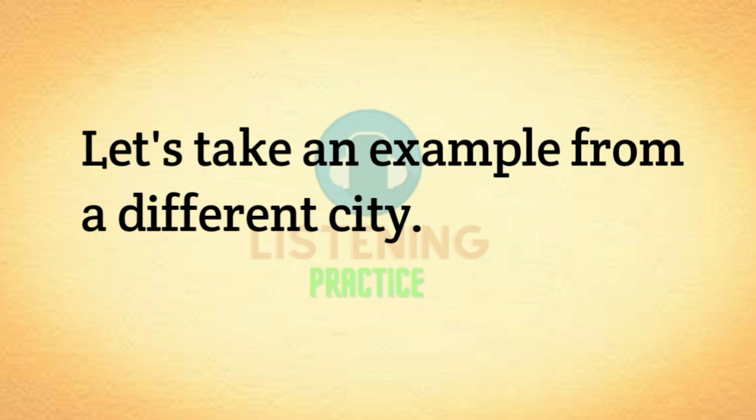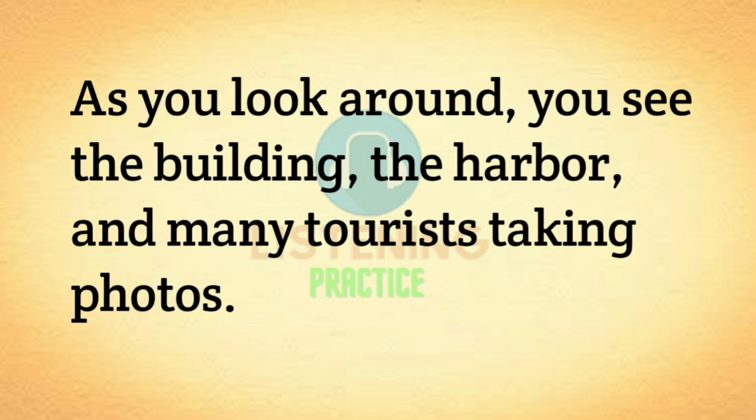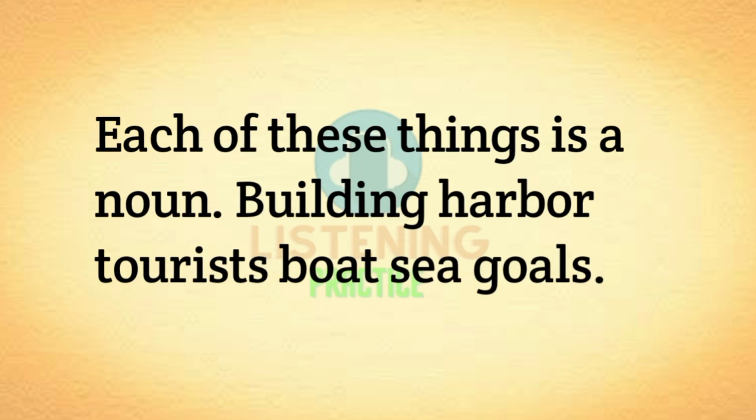Let's take an example from a different city. Imagine you're in Sydney, Australia, standing by the famous Sydney Opera House. As you look around, you see the building, the harbour, and many tourists taking photos. You also see a boat in the water and a few seagulls flying above. Each of these things is a noun. Building, harbour, tourists, boat, seagulls.